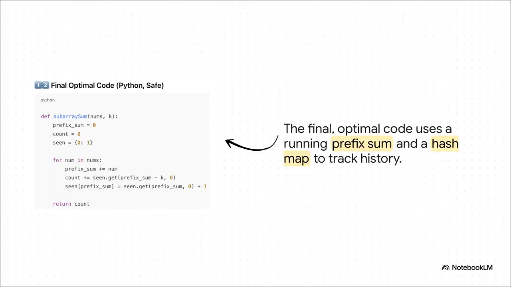And all of that, it leads us to this, the final, beautiful, optimal code. We just go through the array one single time, we keep track of our running prefix sum, and we use a hash map, or a dictionary in Python, to instantly store and look up how many times we've seen every prefix sum in the past. It's clean, it's lightning fast, and most importantly, it's correct.